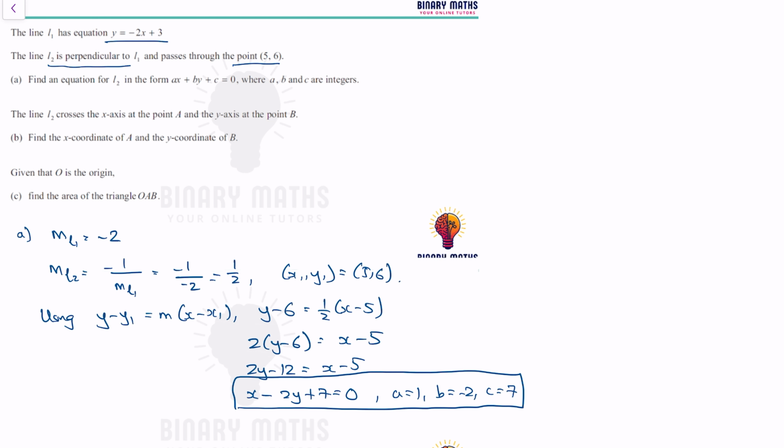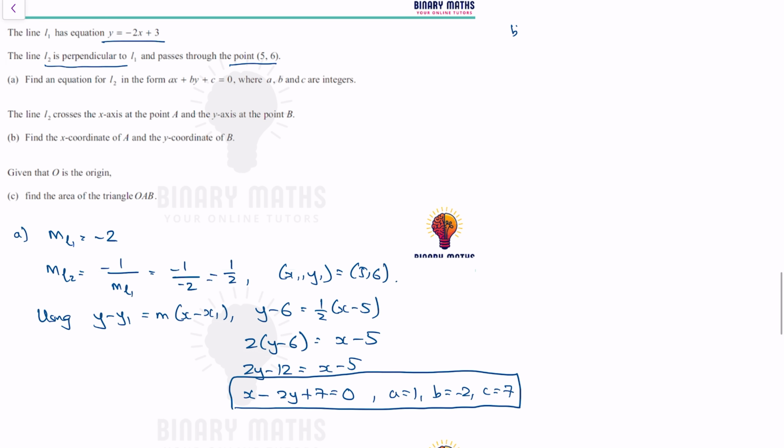Okay, the line L2 crosses the x-axis at point A and the y-axis at point B. L2 was of the form x minus 2y plus 7 is equal to 0. If I rearrange it into the form y equals mx plus c, then I get 2y is equal to x plus 7, so y is equal to half x plus 7 over 2.